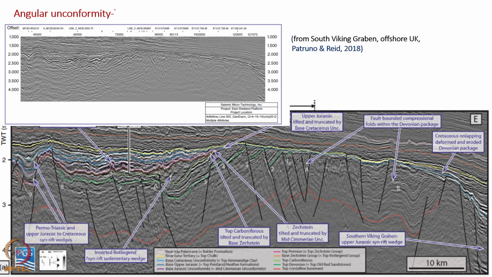We will now see angular unconformity in the seismic image. The example is given from the South Viking Graben from offshore UK. This is the uninterpreted image. And this is the interpreted image.